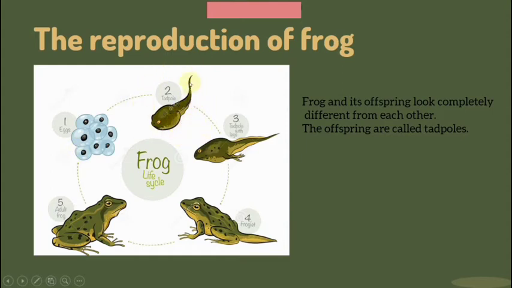And then it becomes a tadpole with legs. Then it will grow into a frog with a tail, which we call a froglet. And then after that, it will become an adult frog, which is ready to reproduce thousands of eggs again.